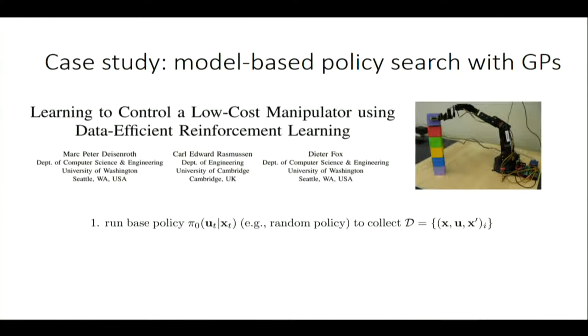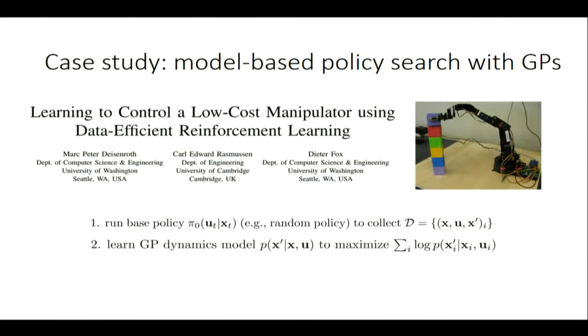You're going to run some initial policy to collect a data set. Then we're going to learn a Gaussian process model. So we're going to fit a Gaussian process to these things. And the Gaussian process is going to give us the conditional distribution of x prime conditioned on x and u. So in the Gaussian process, you have your inputs and your outputs. So the x comma u is the input, and the x prime is the output. Then you can actually backpropagate through this Gaussian process.